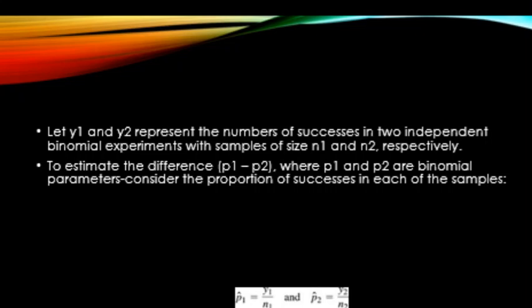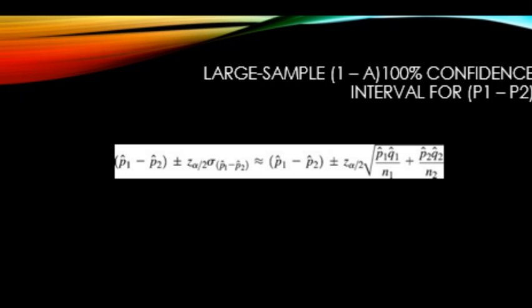To create that interval for P1 minus P2, we will pick two samples, one from each population. First sample size N1, second sample from the second population size N2. Count the number of successes in each one. So Y1 is the number of successes in the first sample, Y2 is the number of successes in the second sample. And again, these are independent samples. So this gives us the two sample proportions. P1 hat is Y1 divided by N1 and P2 hat is Y2 divided by N2.